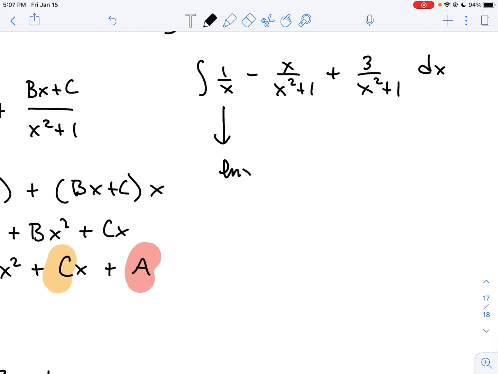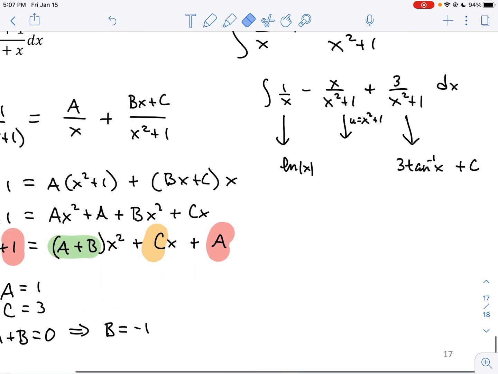Now this part here will give us natural log of x. This part here will give us 3 times arctangent of x plus c. And to finish this one, I won't finish it. You're going to have to let u be that denominator, because the derivative of x squared plus 1 is equal to 2x, and it's a multiple of x, so that'll help us finish that problem using a basic substitution.